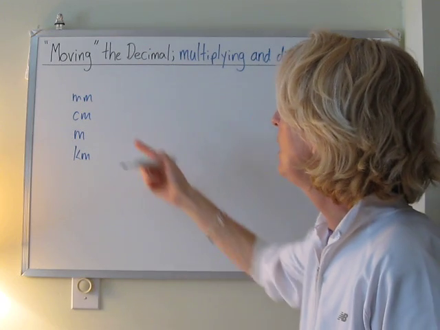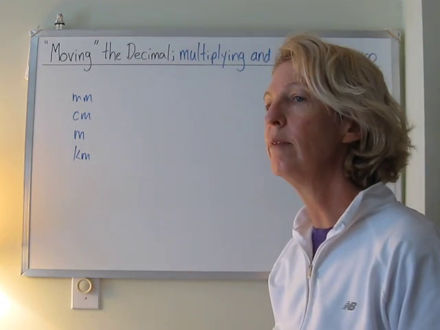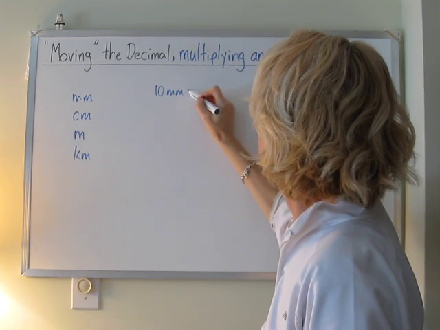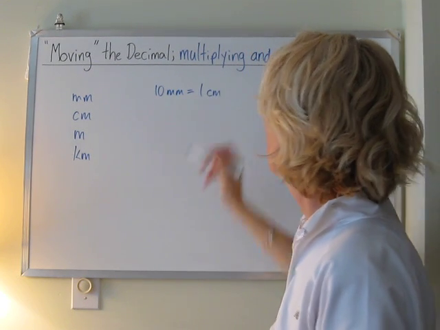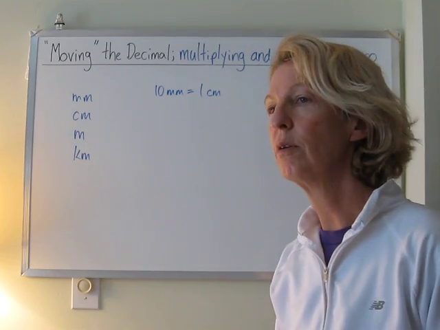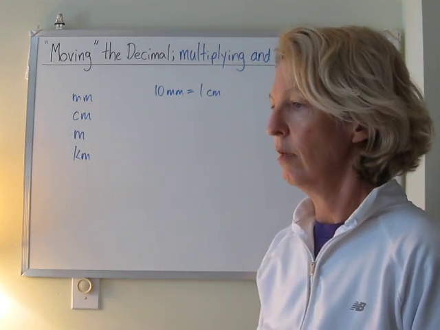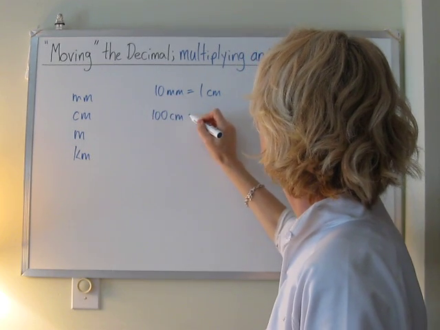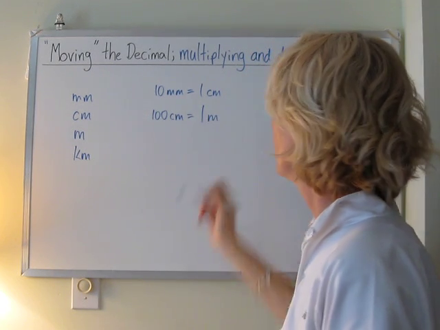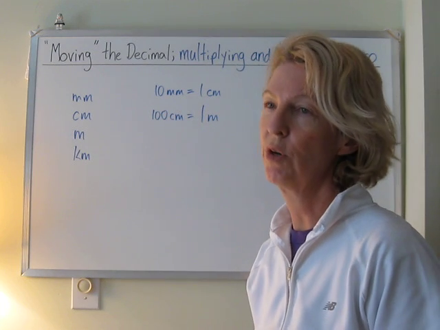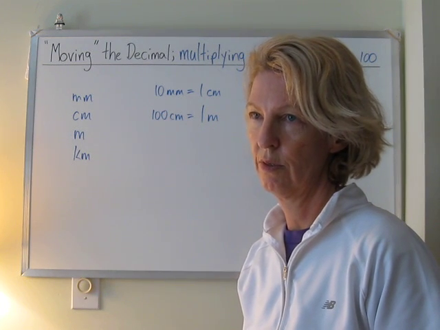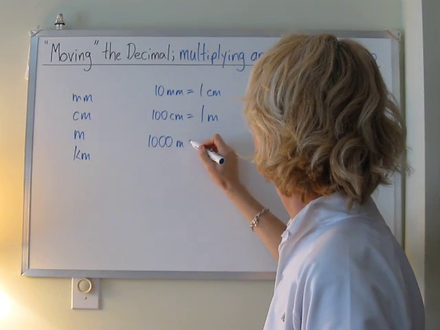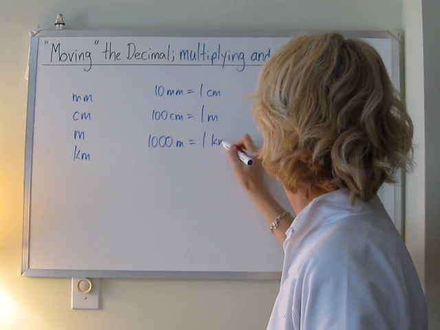Now, how many millimeters are there in 1 centimeter? 10. Okay, so 10 millimeters is equal to 1 centimeter. How many centimeters in a meter? 100. Yeah, thank you. Okay, so we've got 100 centimeters is equal to 1 meter. How many meters in a kilometer? 1,000. Okay, so we've got 1,000 meters in 1 kilometer.